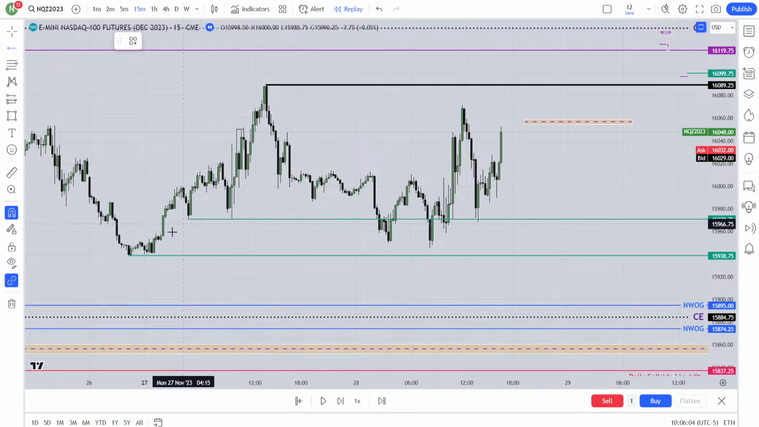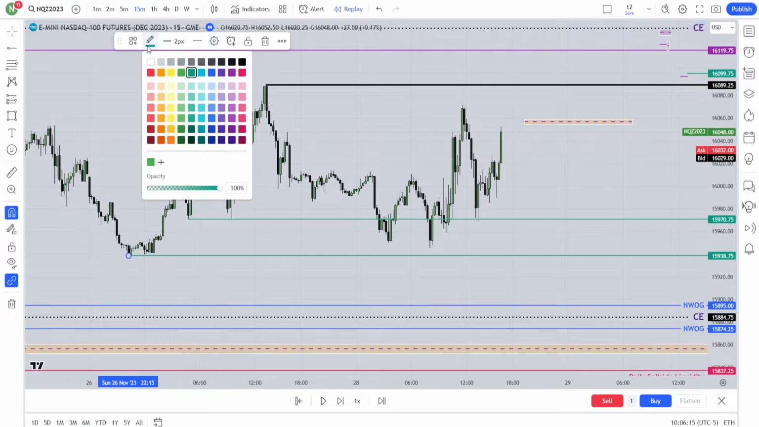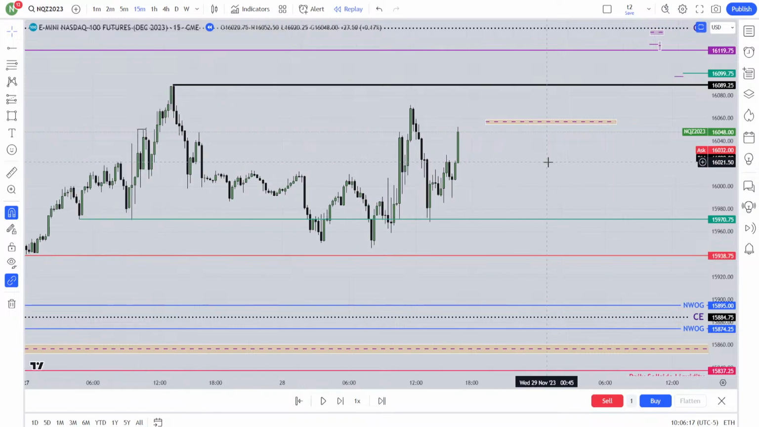Yep, that was the Monday low, or this was the Monday. Okay, this is the Monday low. So I am not going to mark it, as it is already marked as a sell side liquidity. So I am not marking it.